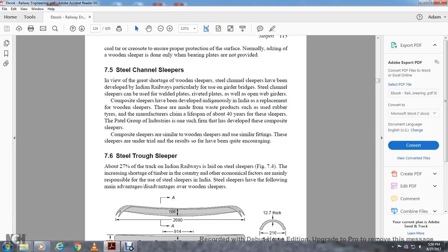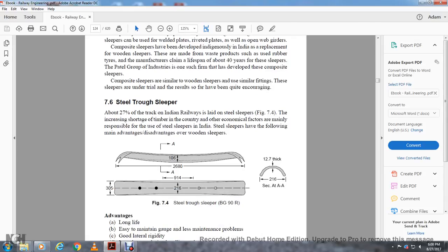7.6 Steel trough sleepers. About 27% of the track of the Indian Railways is laid with steel sleepers. The increasing shortage of timber in the country and other economic factors are mainly responsible for the use of steel sleepers in India. The steel sleepers have the following main advantages and disadvantages over wooden sleepers. Figure 7.4 shows the steel sleeper of the broad gauge for a 90R rail.